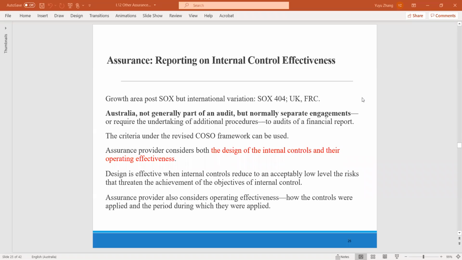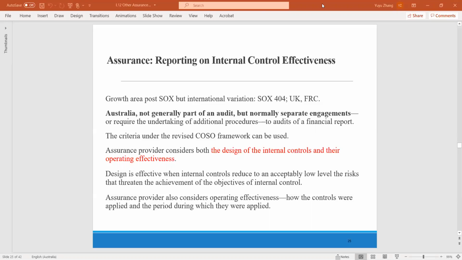In the assurance over reports on internal control effectiveness, the level of assurance could be high level or limited level. It really depends on the terms and conditions specified in the engagement. And in the US, for example, usually that will be a reasonable level of assurance.